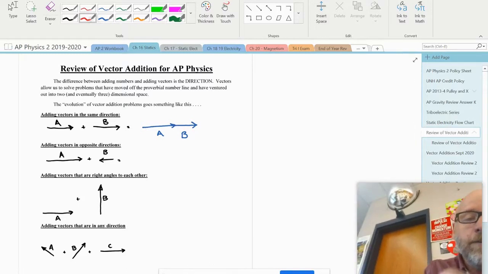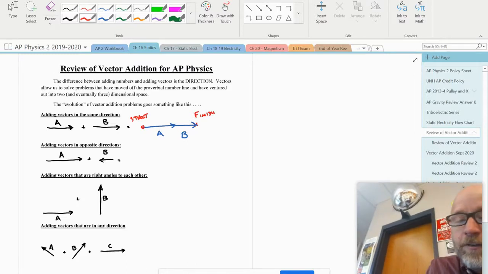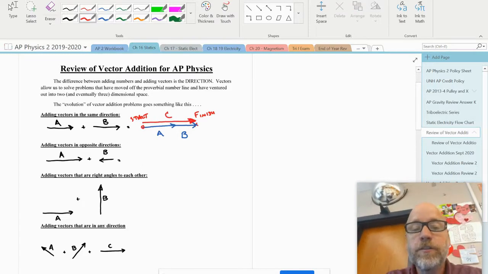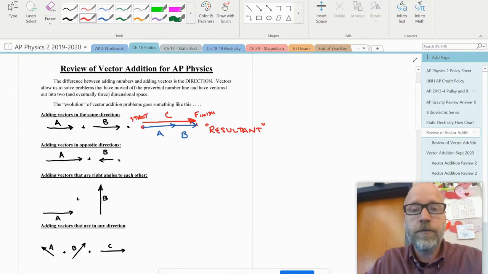Then what I have is from the start to the finish. I'm pretty sure this is just like adding 2 plus 3. You just add them together. Now, the resulting vector would be from the start to the finish, and it does have a direction, so I show that as an arrow, and I'm going to call that C. That C is known as the resultant. And while I know that just sounds like a made-up word, it's not. It's the result of adding two vectors together.